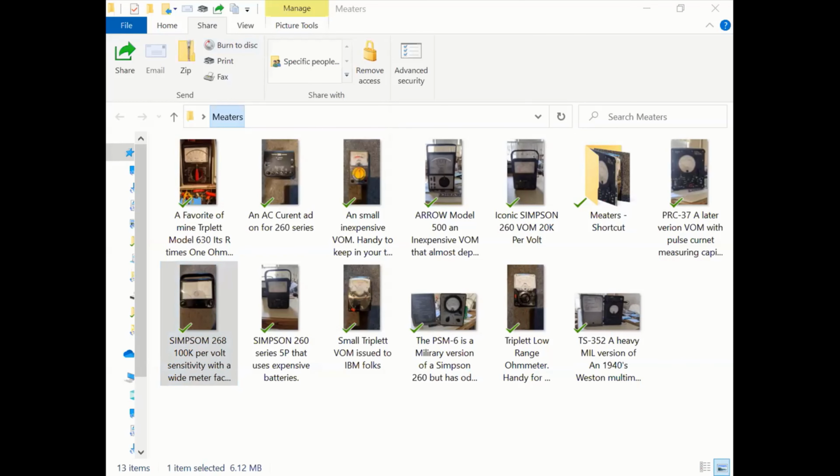Okay, now if you can see this Simpson, this is the fancy high sensitivity VOM. It's the top of the line as far as Simpson went. Very expensive and kind of delicate because of their 100,000 ohm per volt, I think. And then this is the Simpson 260 that uses expensive batteries. For some reason, they had a little battery clip arrangement that had 2 expensive batteries in there. Kind of dumb.